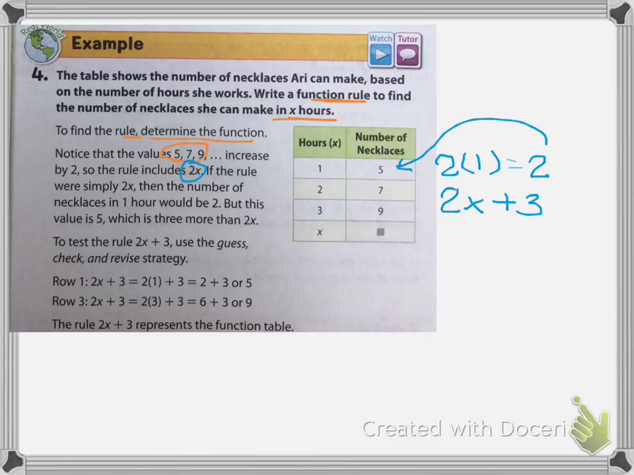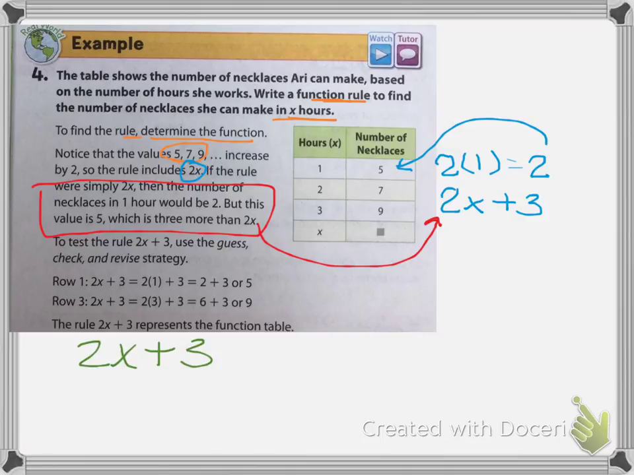So then we've come up with this sort of testing thing we have here. So it says, but this value is 5, which is 3 more than 2x, which is what I said right here. So let me just point out, that's what we just did right there. So now it says to test the rule, 2x plus 3. So I'm going to do 2x plus 3. That's my little testing thing here. And it says to test the rule, use the guess, check, and revise strategies. So we've got 2x plus 3. Let's look and see if it works for 2 when we put 2 in for the value.